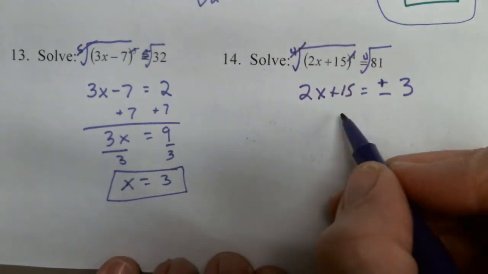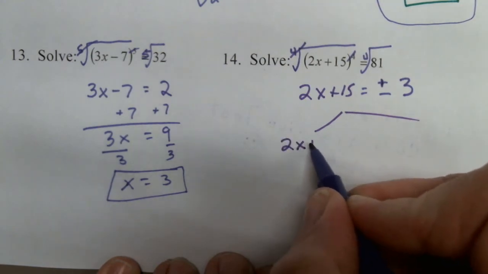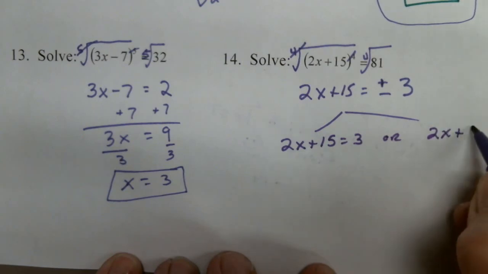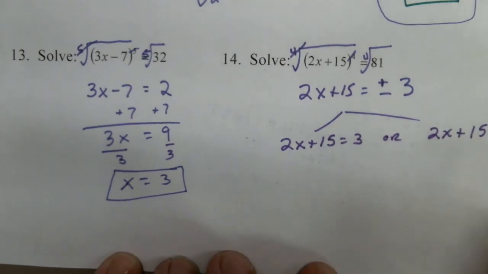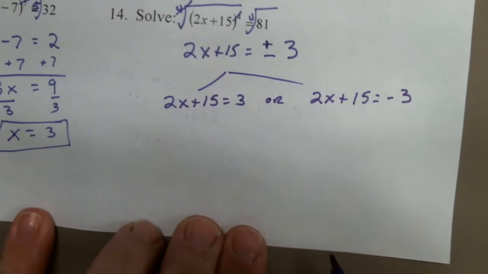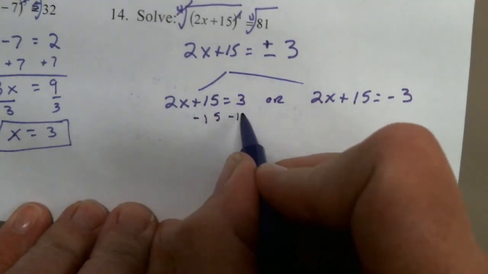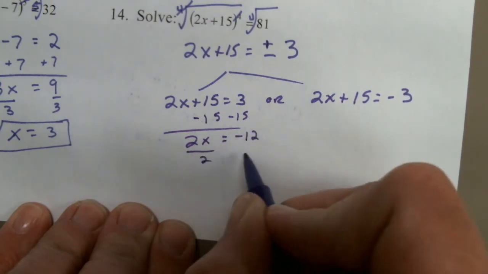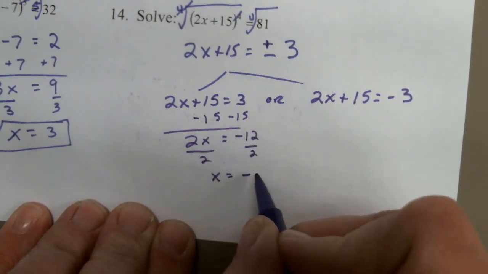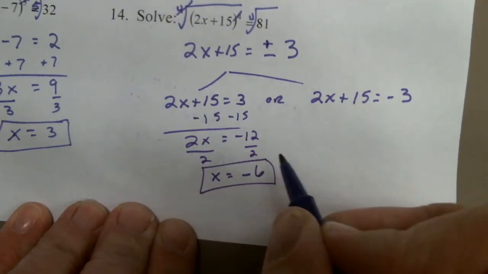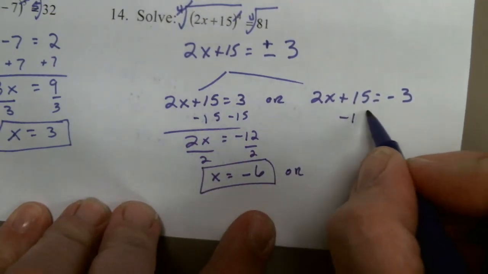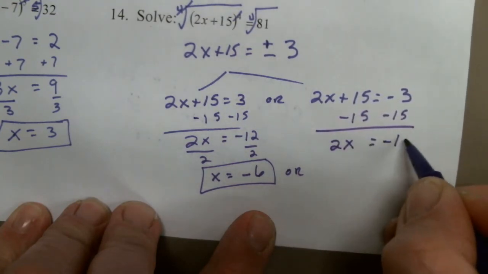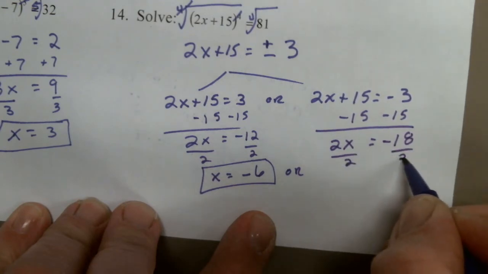All right, to make my life simpler, I'm going to split this into 2. 2x plus 15 equals 3, or 2x plus 15 equals negative 3. Solve each of these. Subtract 15 from both sides. 2x equals negative 12. Divide by 2. X equals negative 6. Or on this side, when I subtract 15, I end up with 2x equals negative 18. Divide by 2.